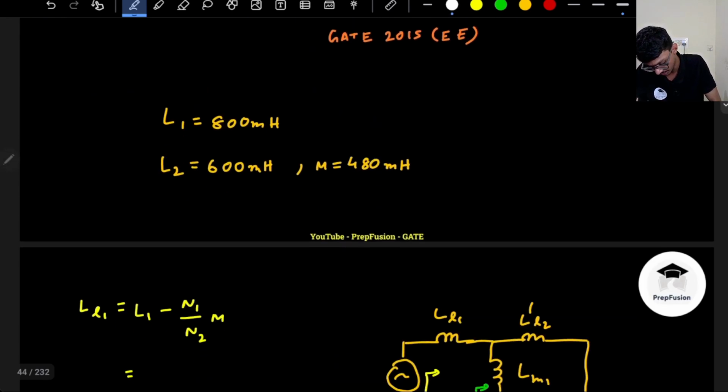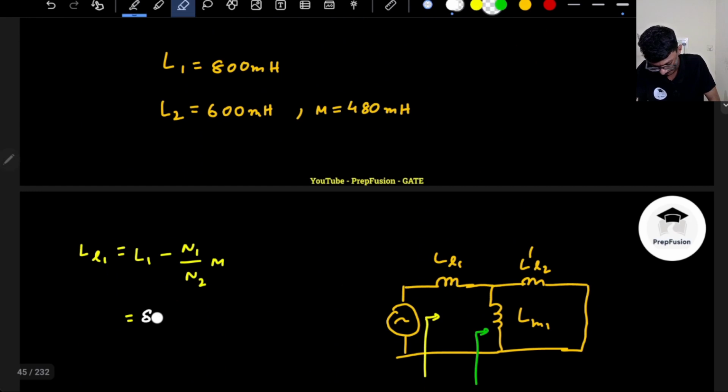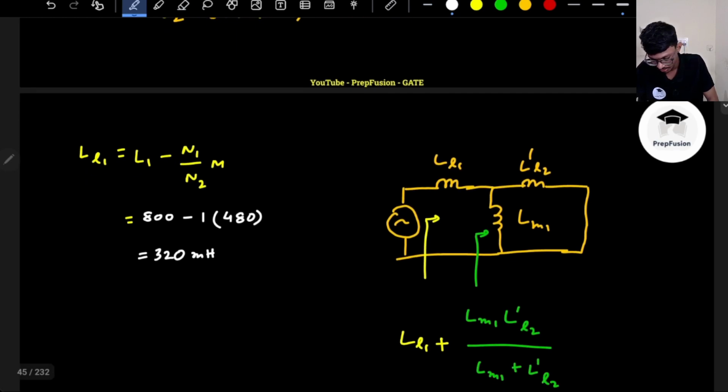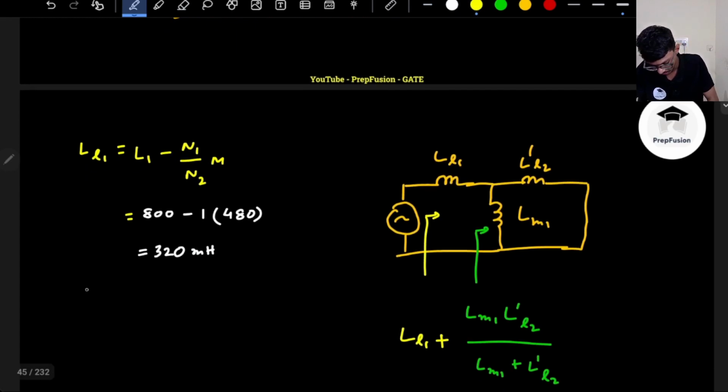So here L1 is 800 millihenry, 800 minus 1 into M. M is 480. So it will be 320 millihenry. Okay, now what about the L dash of L2?